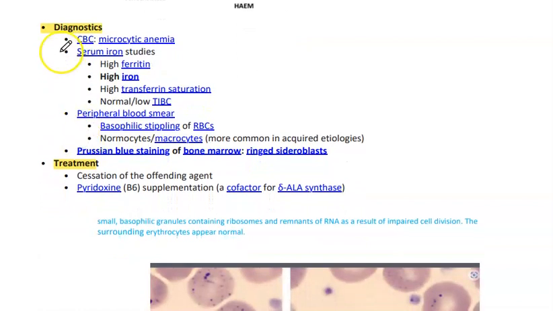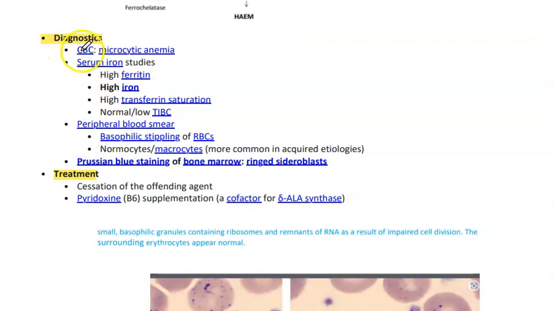Now about the diagnosis. First we do CBC. We will find microcytic anemia. Then, as we have discussed earlier, in microcytic anemia, as the initial investigation, we do the serum iron studies. So what will we find here? We will have high ferritin, high iron, and high transferrin saturation.